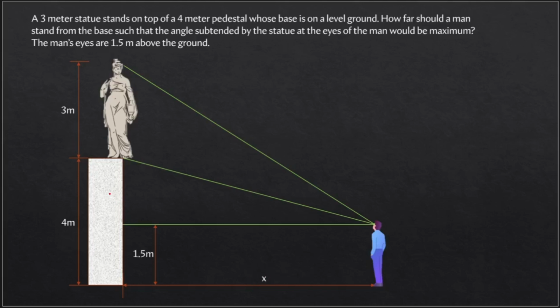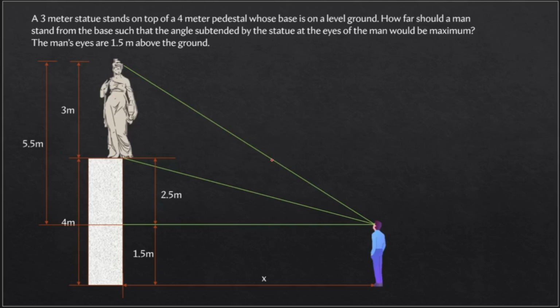This is still unknown. And so let's also label this distance. So this would be 4 minus 1.5. So 4 minus 1.5, that gives us 2.5. So this is the height from the man's eyes going to the top of the pedestal. And then from this point, going to the top part of the statue, this would be 5.5. Now this comes from 3 plus 2.5. This is our height.